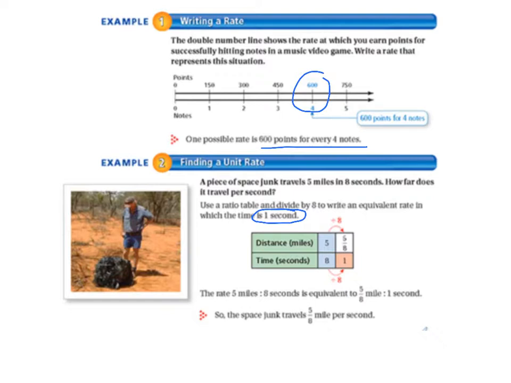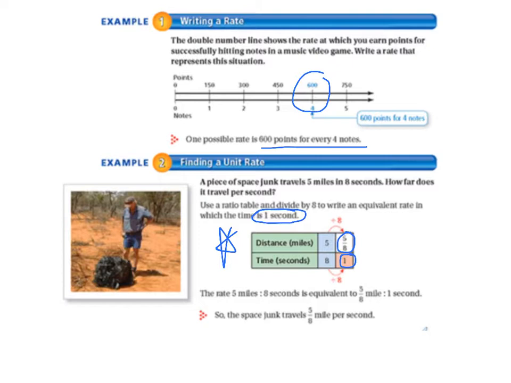So our table looks like this. We have distance in miles, and we know that it goes 5 miles in 8 seconds. So our rate is 5 miles per 8 seconds, and we want it per 1 second. We got to that unit rate by dividing both numbers by 8, because in order to get 8 to be 1, which is what we want, we have to divide it by 8. So if we do that to one of our numbers, we have to do that to both of our numbers.